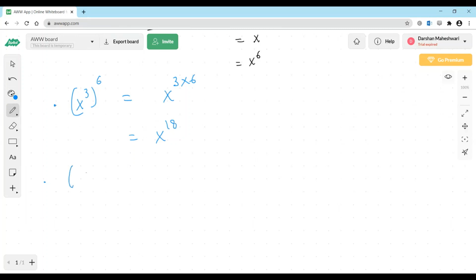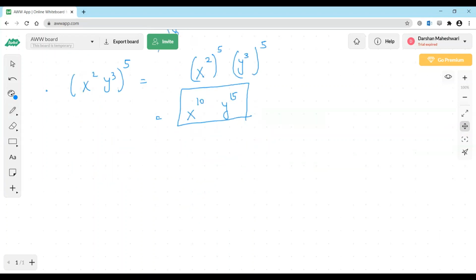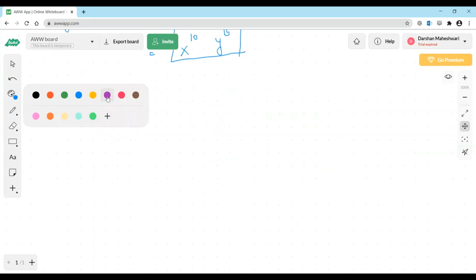Let's suppose we have to find x²y³ raised to the power 5. Now what is the solution of this? So this can be broken down as x² raised to the power 5 and y³ raised to the power 5. So this means that we have x raised to 2 times 5 is 10. Then we have y raised to the power 3 times 5 is 15. So this is the solution in this case. There's another rule of exponents which is with division. So what is that?